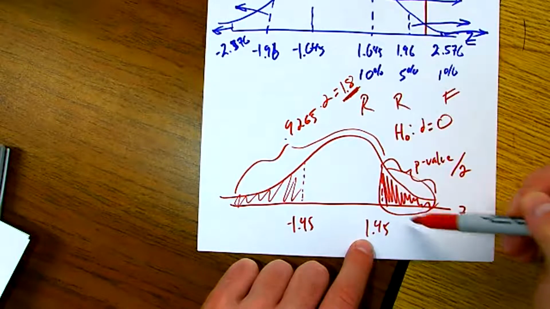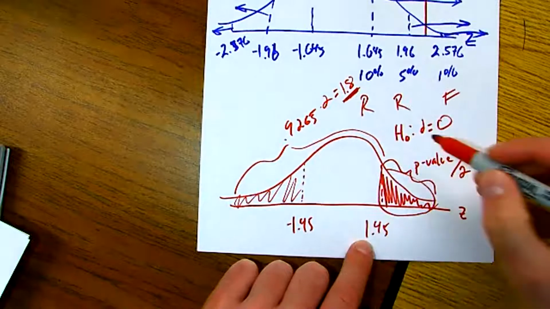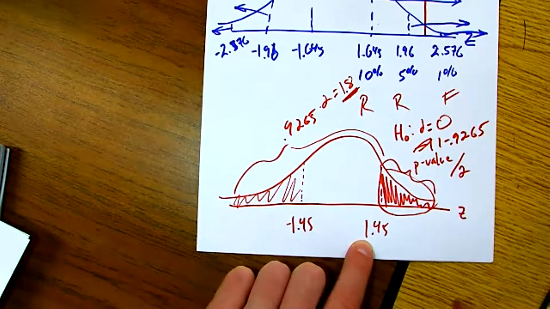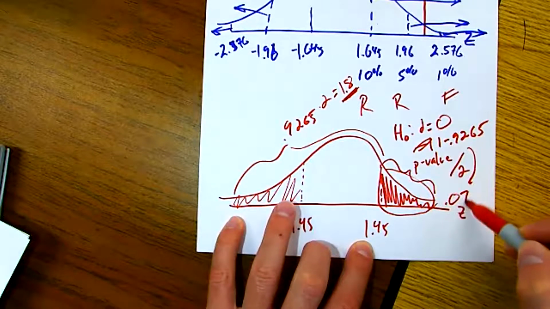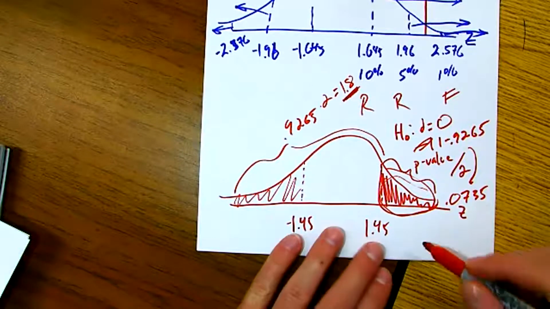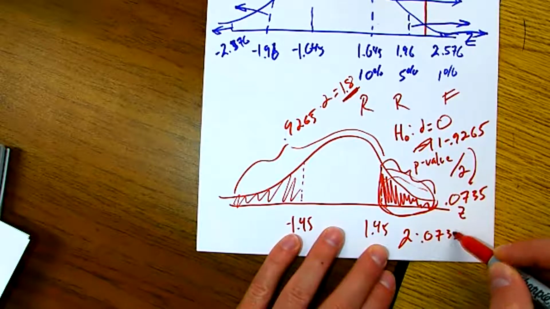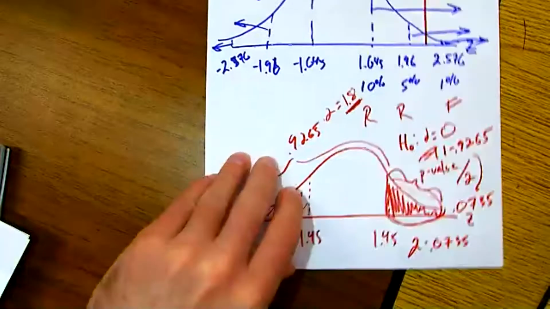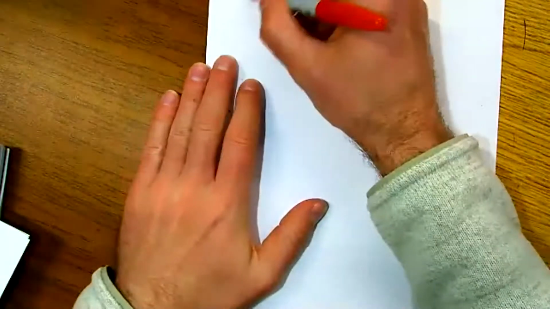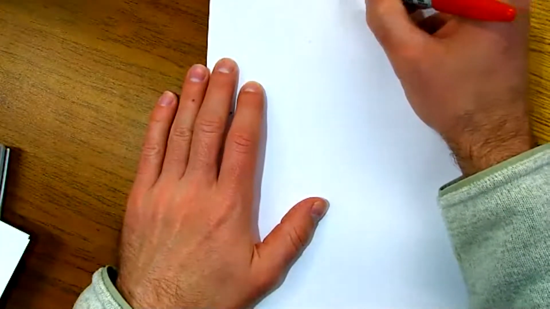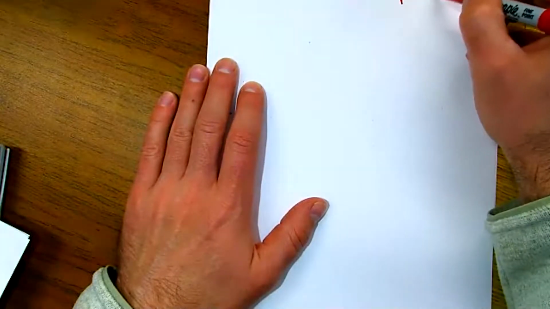Sure enough, the area that you wanted was the area in the right tail. The table told you the area to the left. So you have to subtract that from 1, right? That ends up being 0.0735, the area in this right tail. You would then multiply that by 2, and that would give you your p-value, right? So 2 times 0.0735 is 0.147, and that's my p-value, right?